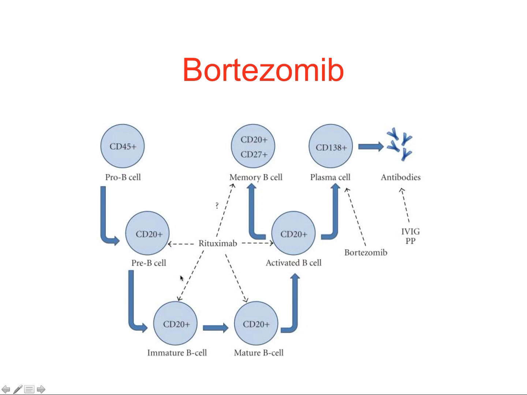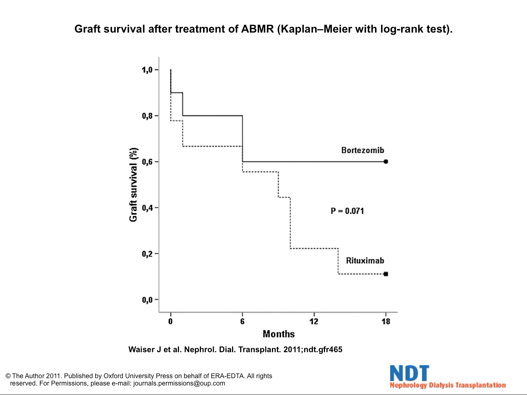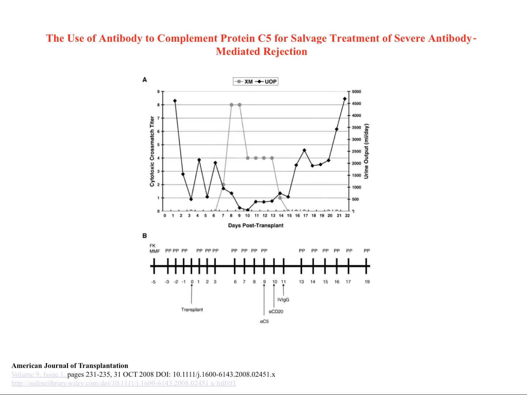Again, really just showing the same thing again. Rituximab is targeting the pre-B cell and the B cell and the memory B cell, whereas the bortezomib is targeting the plasma cells itself. You'll recall that bortezomib is a licensed treatment for multiple myeloma. I don't have much clinical evidence to show you here. It's mostly case reports and short case series, but here's a very small study comparing bortezomib with rituximab in acute antibody-mediated rejection, and a trend towards slightly better graft survival in the bortezomib group, but a very small study.